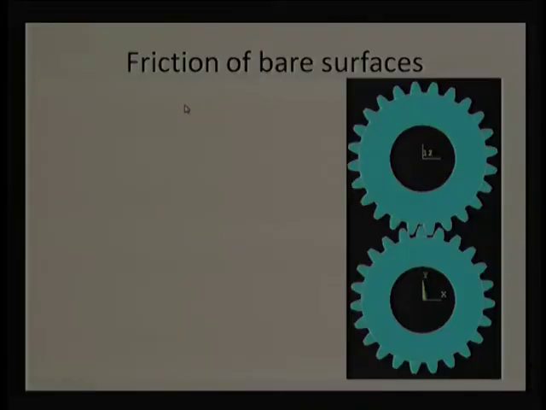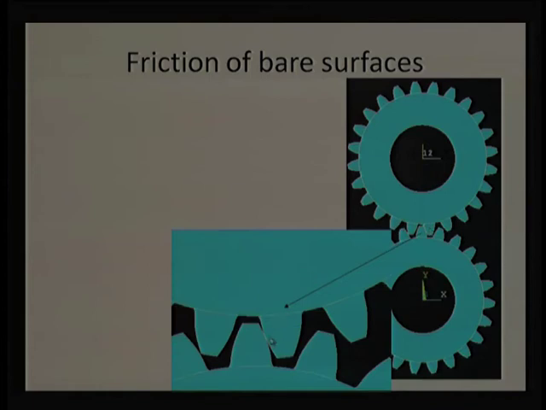We can start thinking about the bare surfaces without any lubricant. When we were discussing the friction at the different tribospheres, this was the first one we called dry friction. To demonstrate it, we have shown this gear pair in mesh, and we are able to see there is a meshing at this point. If I zoom in, we are able to see the mesh and some sort of elastic deformation on this surface.